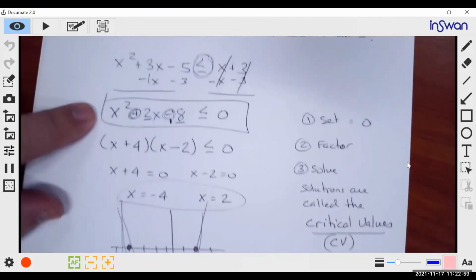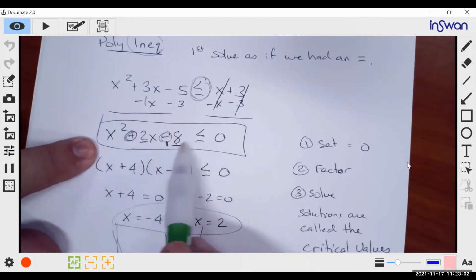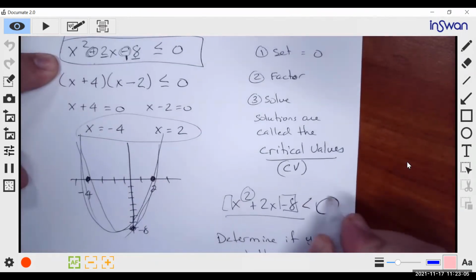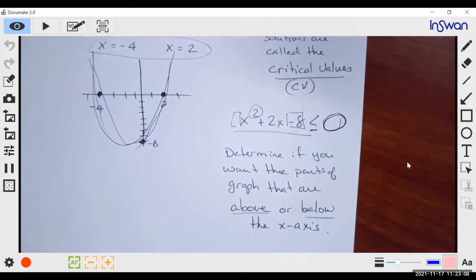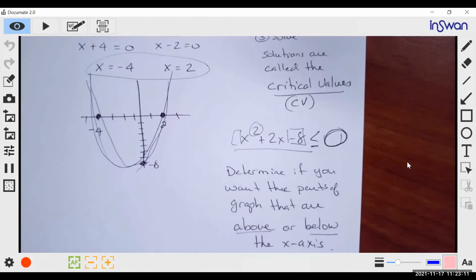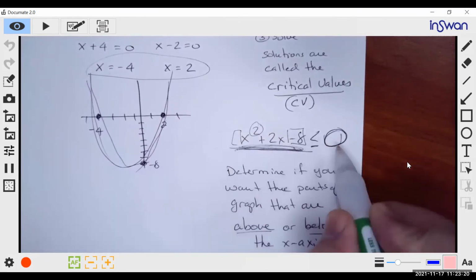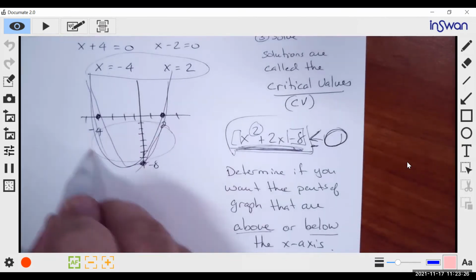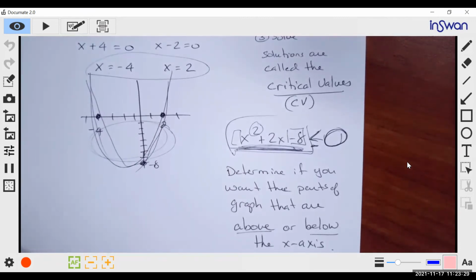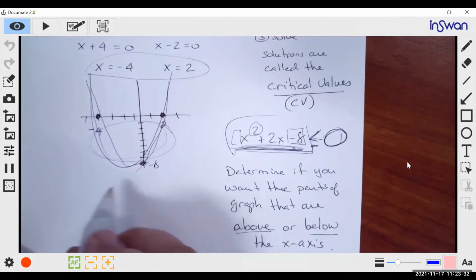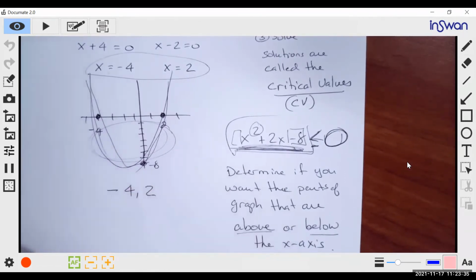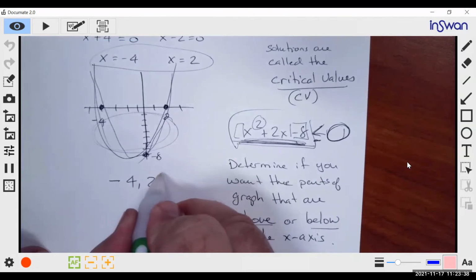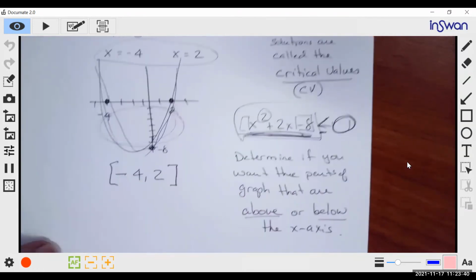Where does that come from? Since our equation was less than or equal to 0, what does that tell us? What part of the graph do we want? Above or below the x-axis? Now look at this. I want the equation to be less than 0. Yeah, this says I want it to be below. So this is the only part of the graph I'm interested in. And the answer there is from -4 to 2. And since I have equal, I could use those. That's my answer.